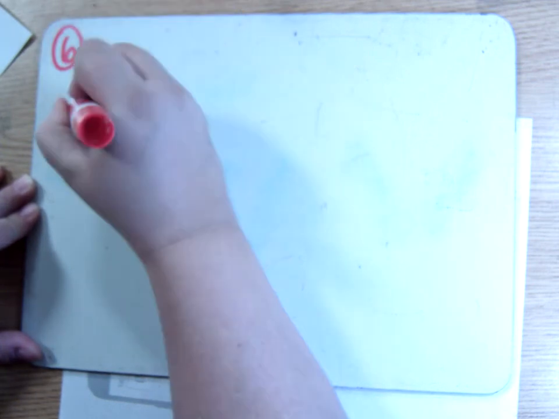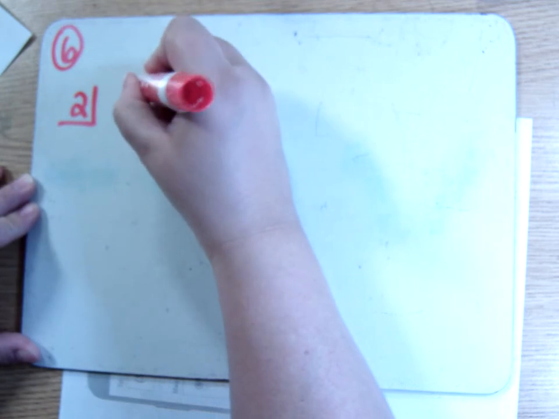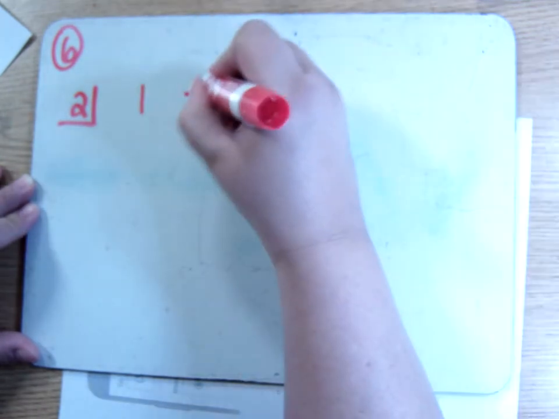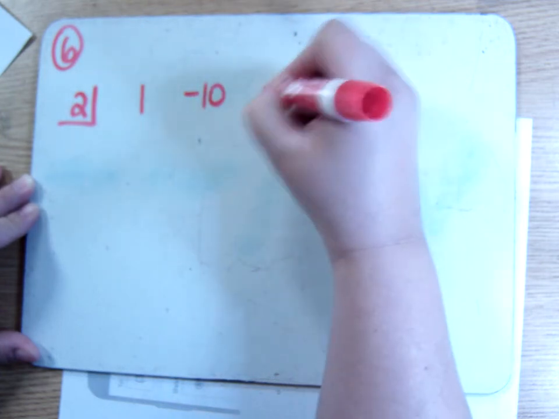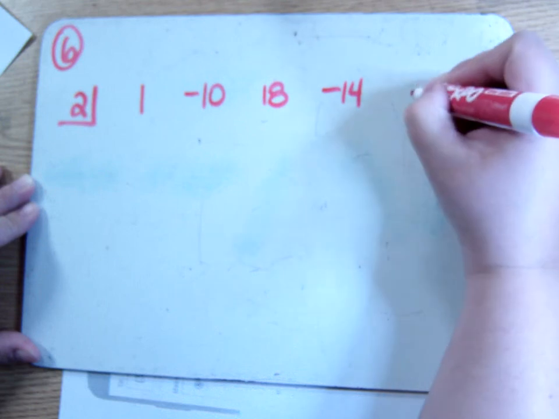All right, number 6. Dividing by v minus 2. So v to the 4th, so that's 1v to the 4th, negative 10v to the 3rd, 18v to the 2nd, negative 14v, and 16.